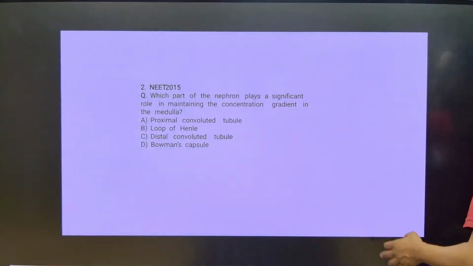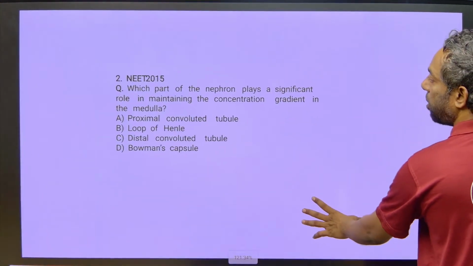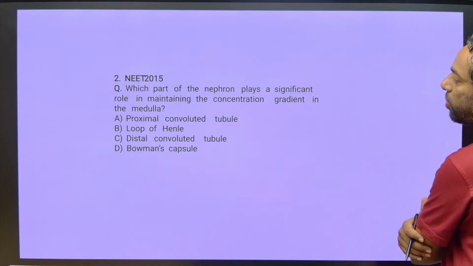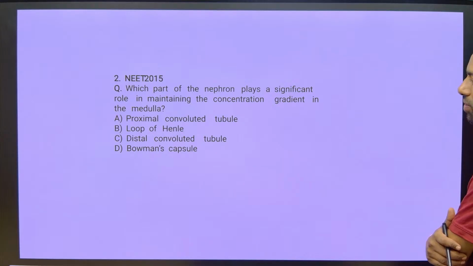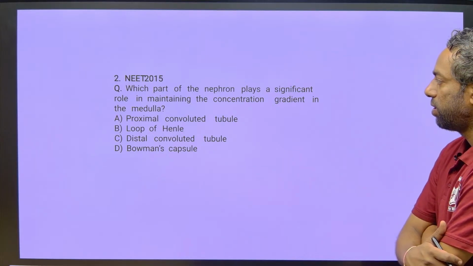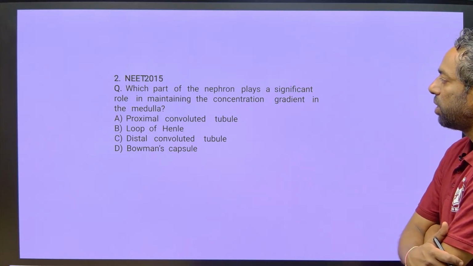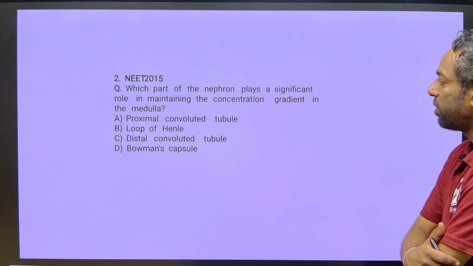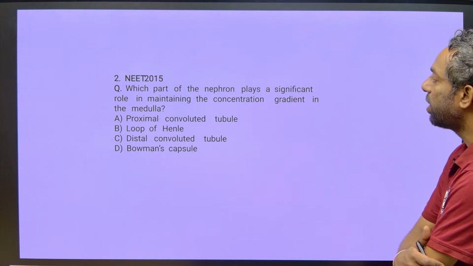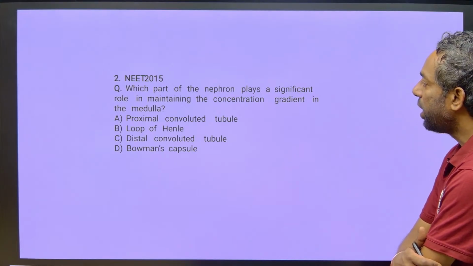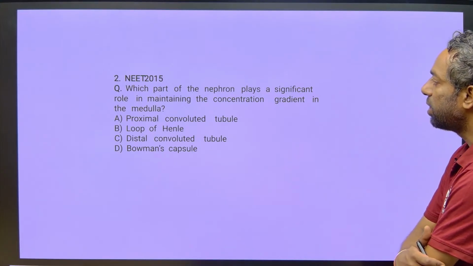Next, the questions. Which part of the nephron plays a significant role in maintaining the concentration gradient in the medulla? Proximal convoluted tubule, Henle loop, distal convoluted tubule, Bowman's capsule. Which part of the nephron plays a significant role in maintaining the concentration gradient in the medulla?